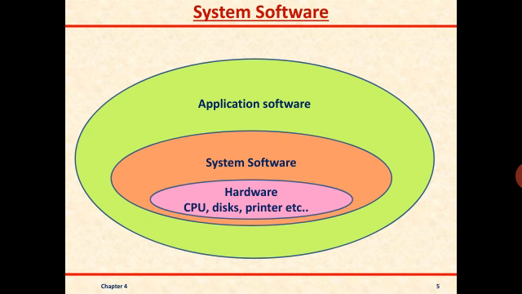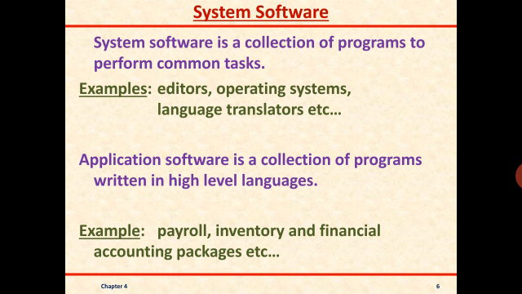Now comes the application software. Application software means a collection of programs written in a high level language. These are usually application packages written for word processing, spreadsheets, or database management, so that millions of users all over the world can use them. Examples I gave earlier are payroll system, inventory, and financial accounting.